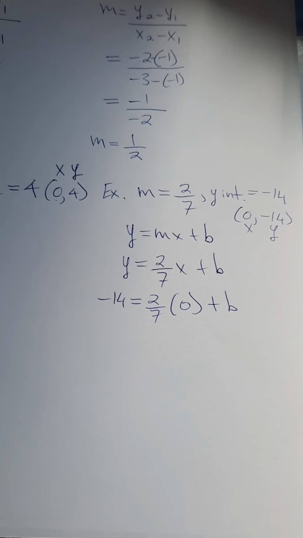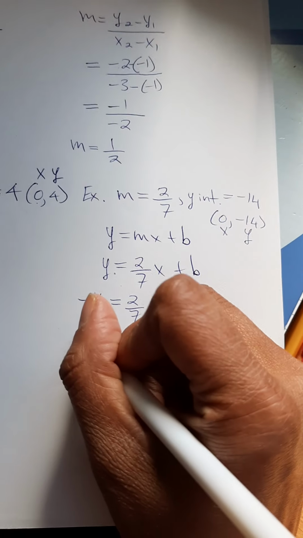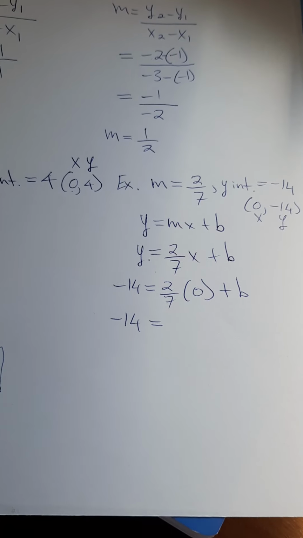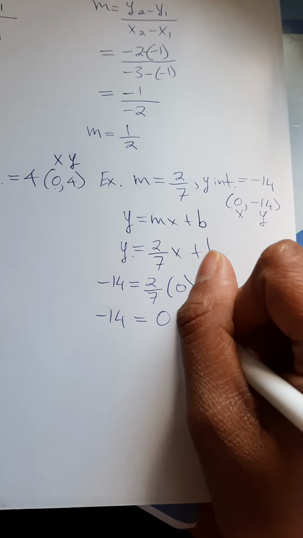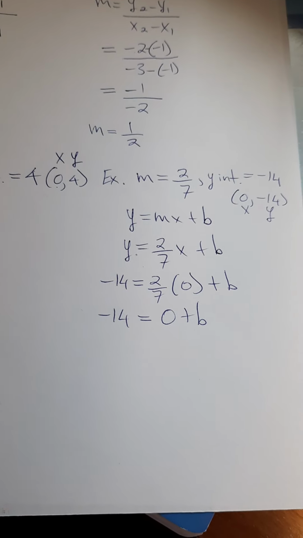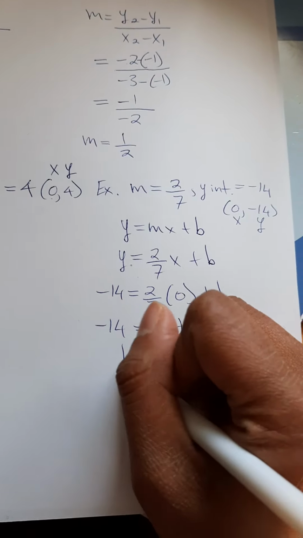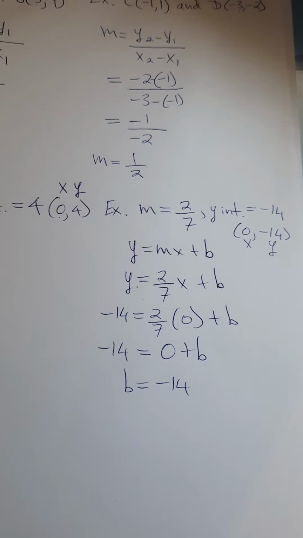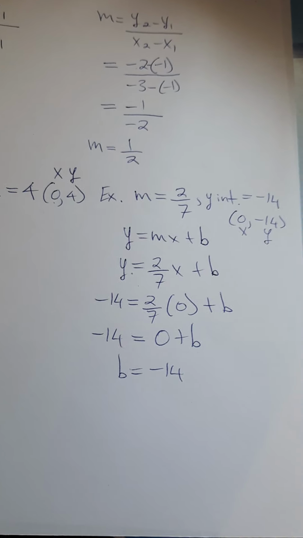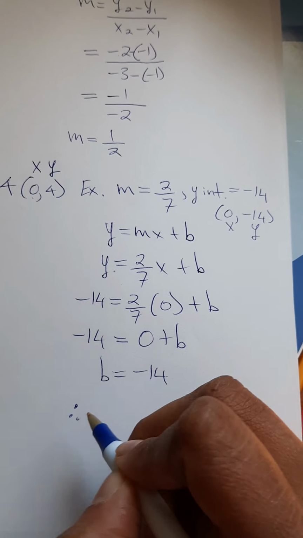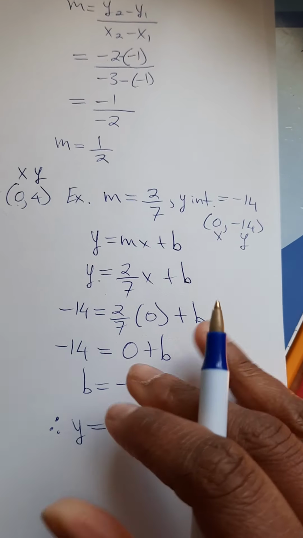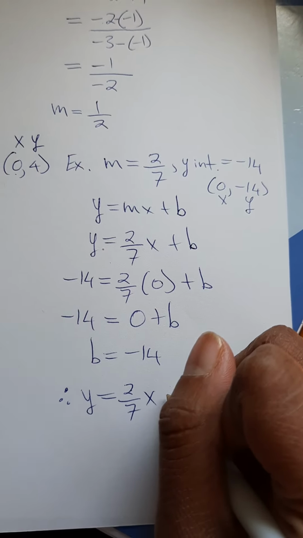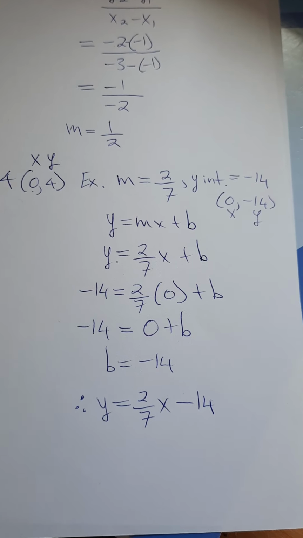What we're going to do here is just multiply this out. 2 over 7 times 0 is equal to 0. What we're left with is 0 plus b, and the value for b here is equal to negative 14. Again, don't forget to state your final equation, or the teacher might take off a mark. Therefore, y equals 2 over 7x minus 14.